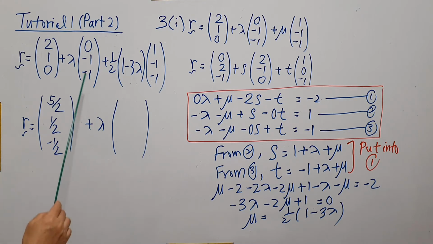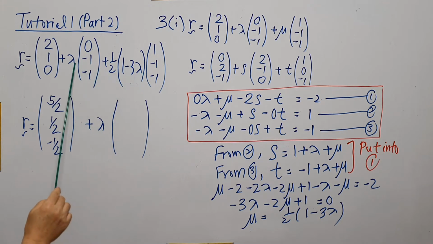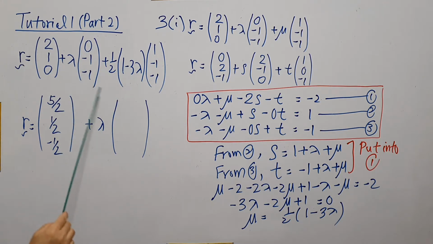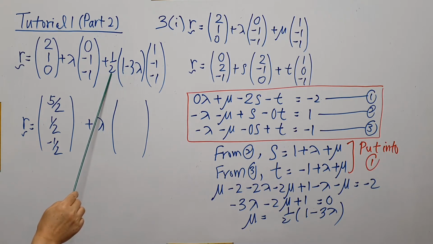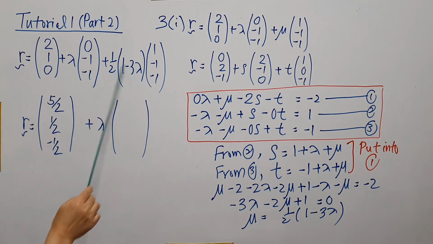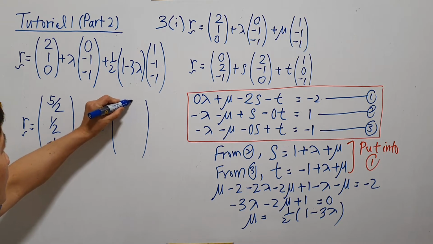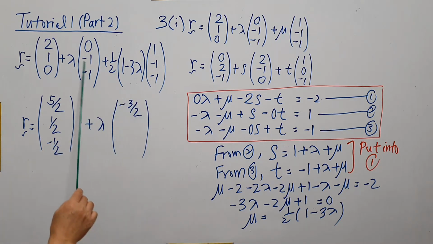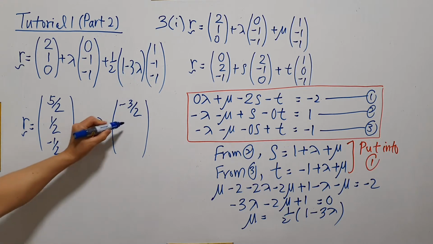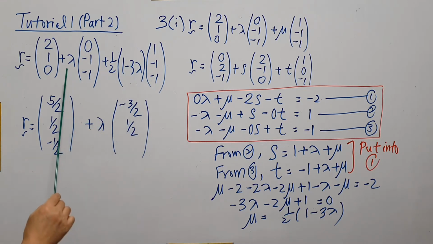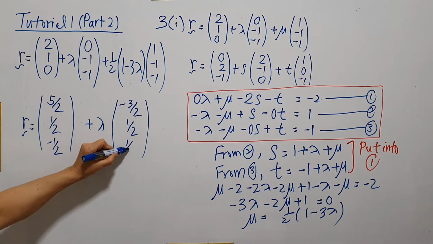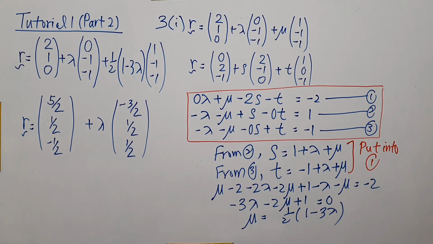Then for the lambda, if I take out lambda from here and here, I'm going to get 0, minus 1, minus 1 going with minus 3 over 2 times this vector. So I will have 0 minus 3 over 2 times 1, which will just give you minus 3 over 2. Then minus 1 plus 3 over 2 will give you half. And then minus 1 plus 3 over 2 will give you half again. So this becomes an equation of a line.